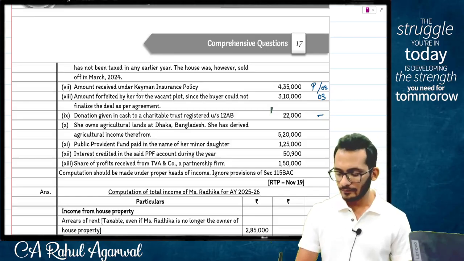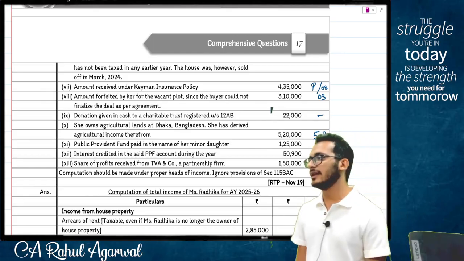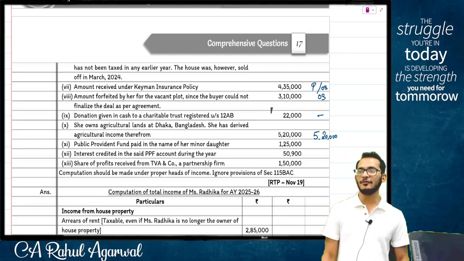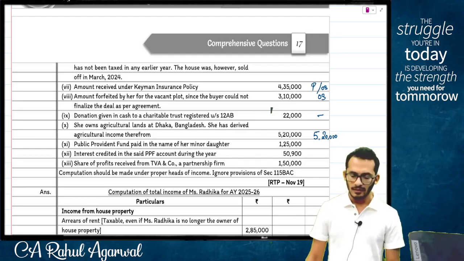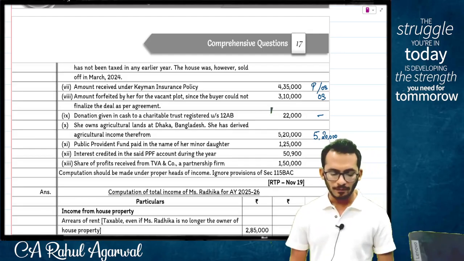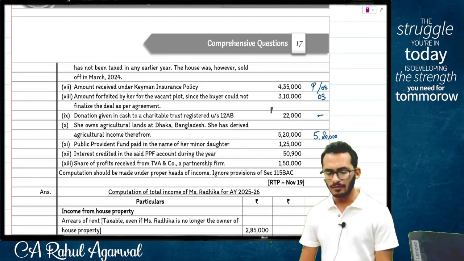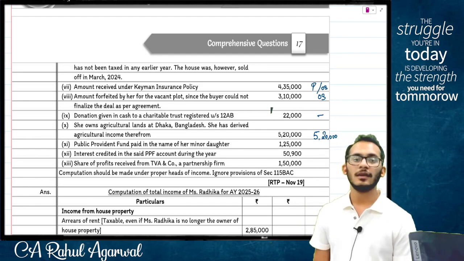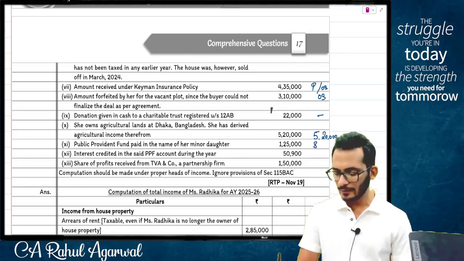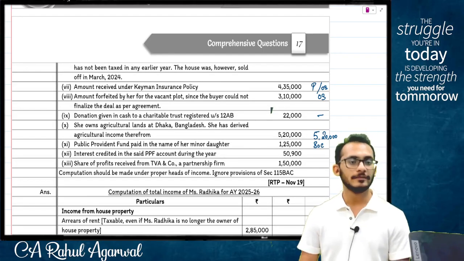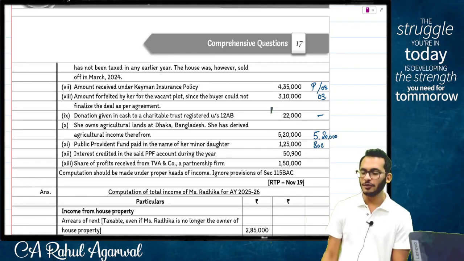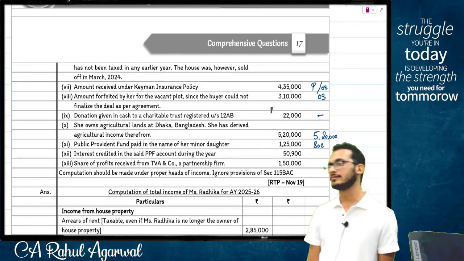Fully taxable because the asset is outside India. No partial integration on this. Partial integration is only for India agriculture income. Public Provident Fund paid in the name of minor daughter, 1,25,000. 80C. PPF is allowed for family also. Interest credit in PPF account during the year, 50,900.